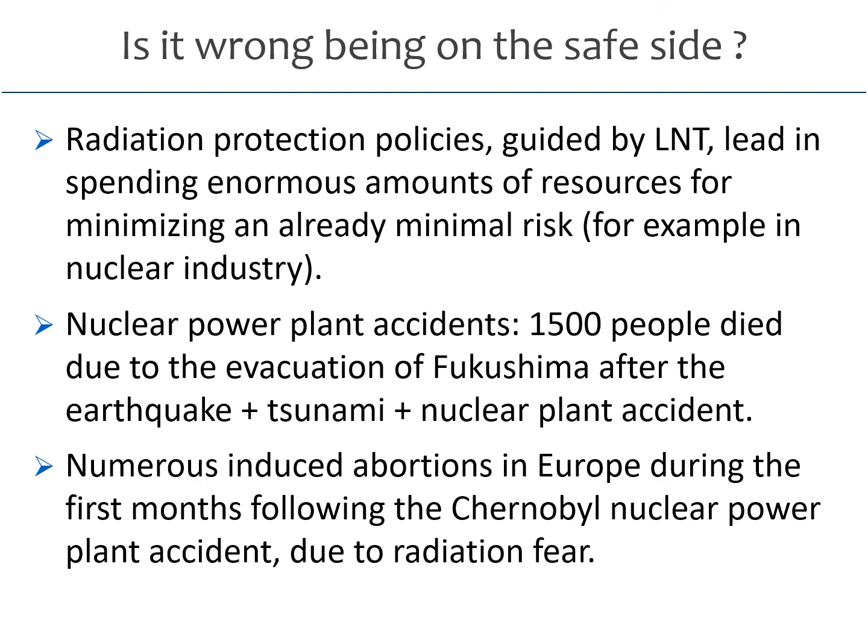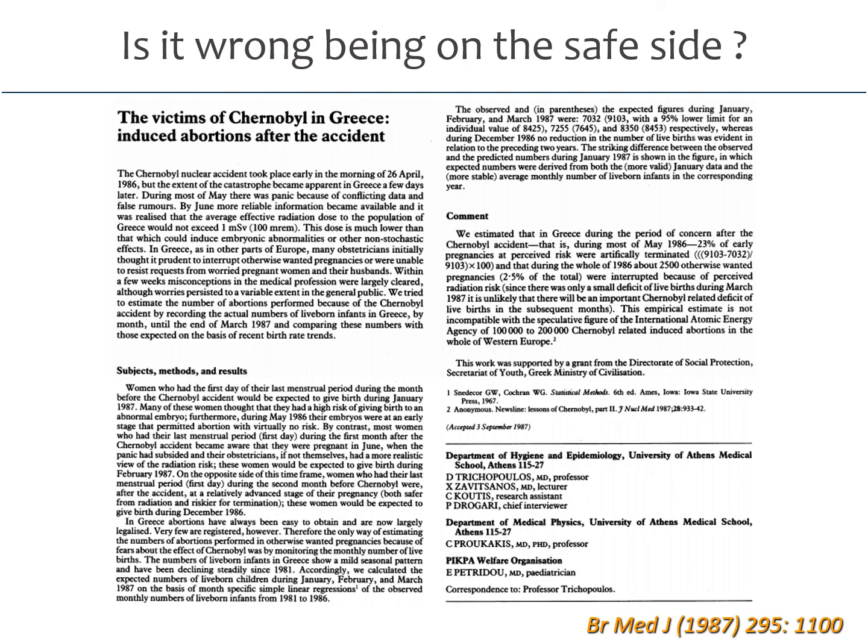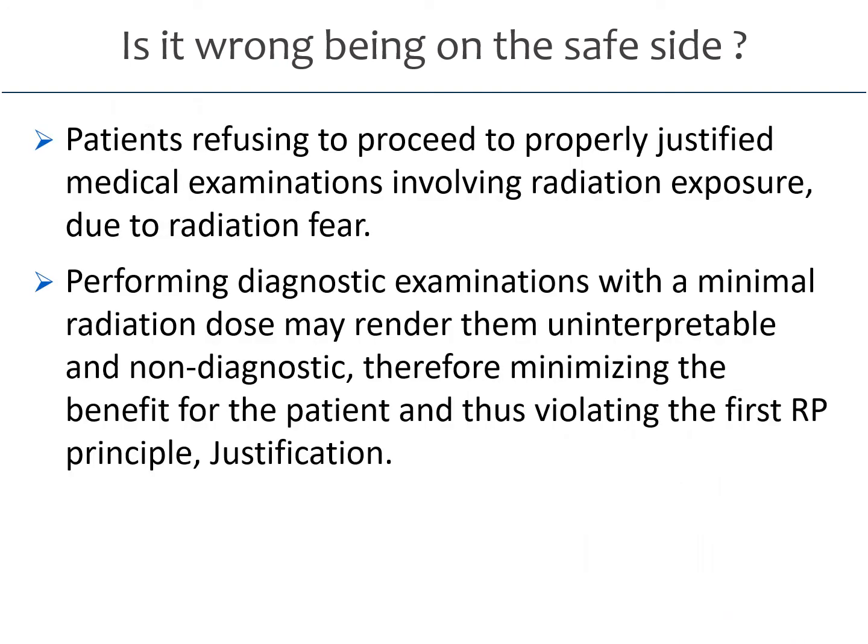In several European countries, and also here in Greece, it has been estimated that in the first months after the accident at the Chernobyl nuclear plant, many women in their early stages of pregnancy proceeded to induced abortions due to radiation fear. This is a study from Greece that estimated that the month following Chernobyl, 23% of early pregnancies were artificially terminated. And of course, as stated before, exaggerating on radiation risks can lead patients to refuse to proceed to properly justified medical examinations involving radiation exposure.